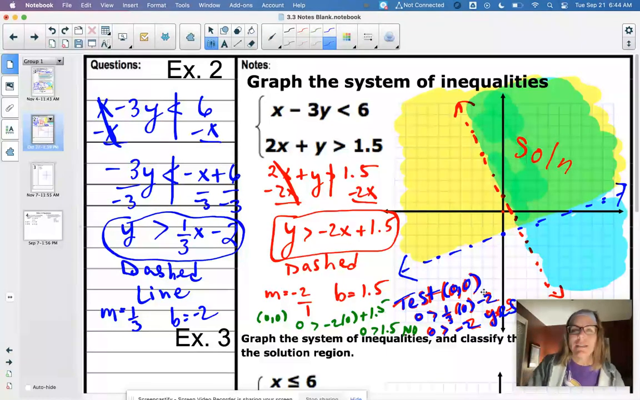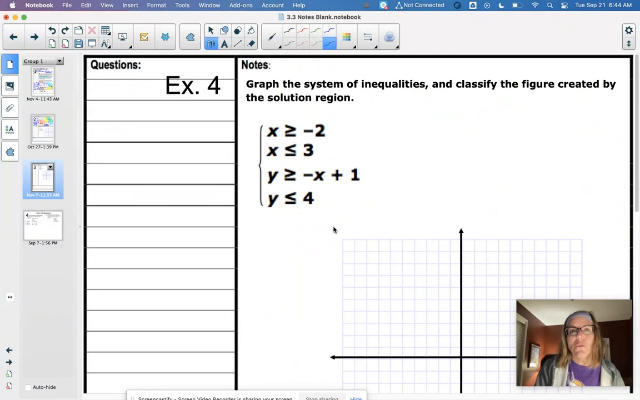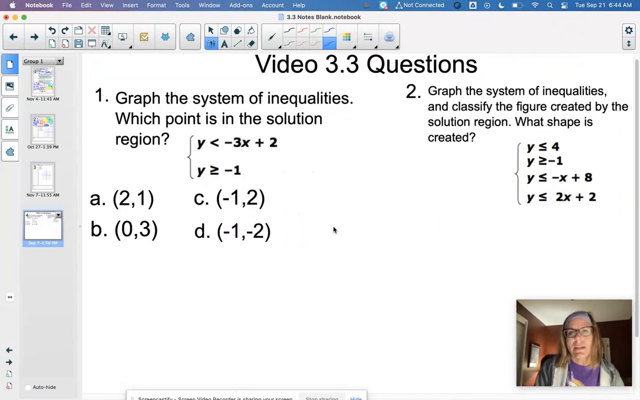Some students feel it is helpful. The other thing you could do, if we know this is our solution, you could pick a point in that solution. So 1, 2, 3, up 2. Pick a point right there, 3, 2, and test it. If you plug 3, 2 into the blue and the red, it will make a true statement for both. Example 3, we're going to save for class. Example 4, we're going to save for class and pause the video and answer the questions.